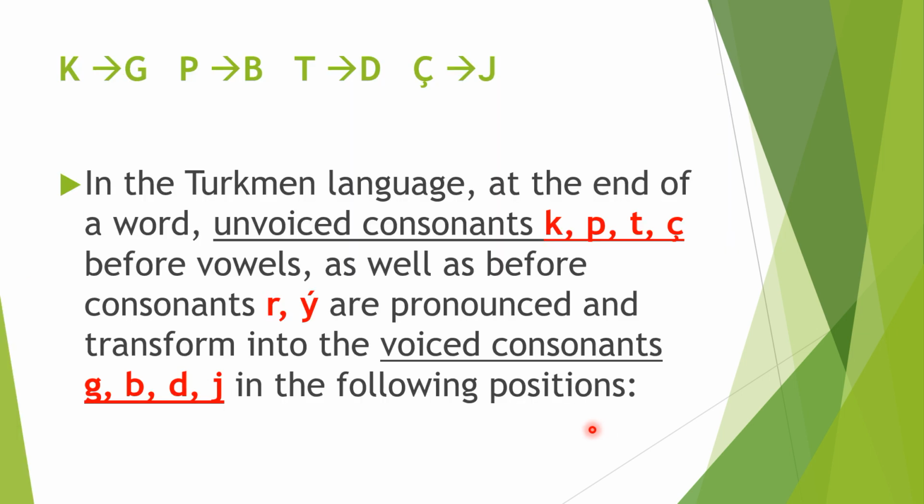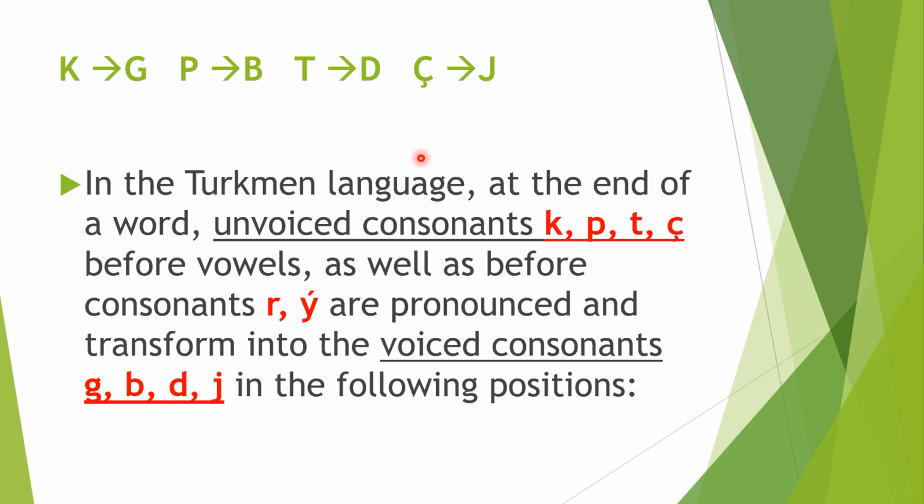Let's get started. So students, in the Turkmen language, at the end of a word, unvoiced consonants k, p, t, ç, before vowels as well as before consonants r, y, are pronounced and transformed into the voiced consonants g, b, d, j. For example, what does it mean, students? If the last letter, pay attention, not the last syllable, if the last letter ends with one of these, k, p, t, ç, and when we add suffixes which begin with r, y, or vowels, then k, p, t, ç transform into g, b, d, j. Specifically, k transforms into g, p to b, t to d, and ç to j.